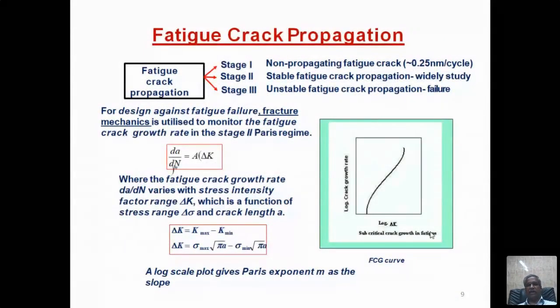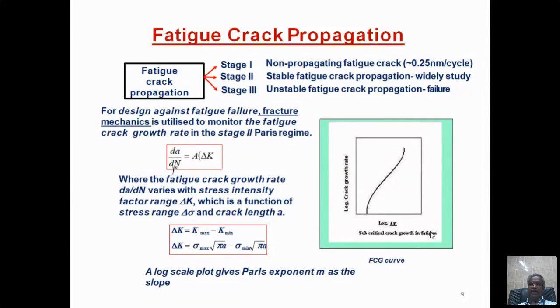So you have stage 1. It is a non-propagating fatigue crack. Stage 1 is non-propagating fatigue cracks. In that, you see that per cycle, the advancement of the crack length is 0.25 nanometer. So if it is at the nanometer level, less than 1 nanometer, the crack will not propagate. Even if you detect the crack, if the crack size is less than 1 nanometer, those cracks will not propagate further. That's why it is called non-propagating fatigue crack.